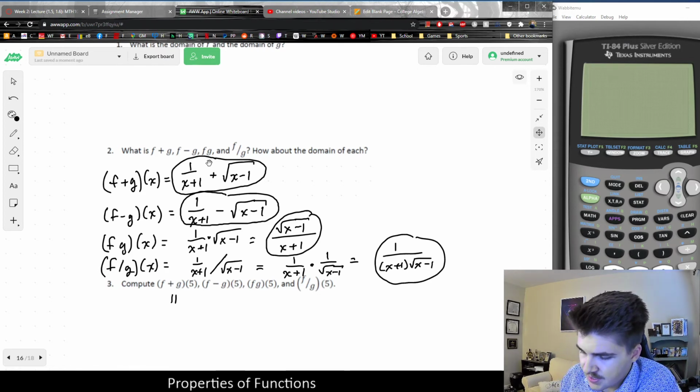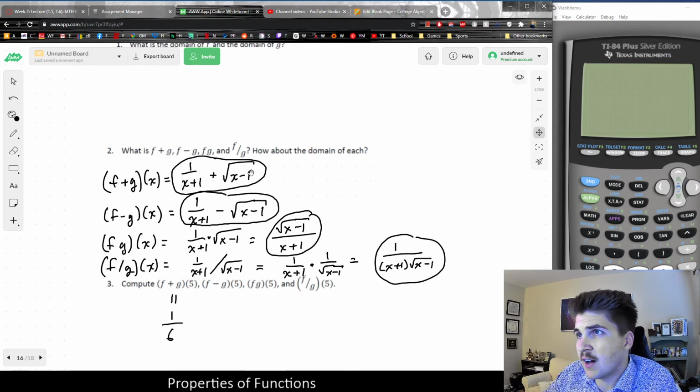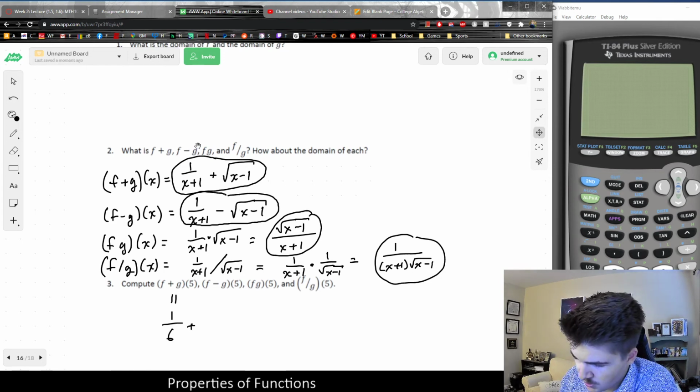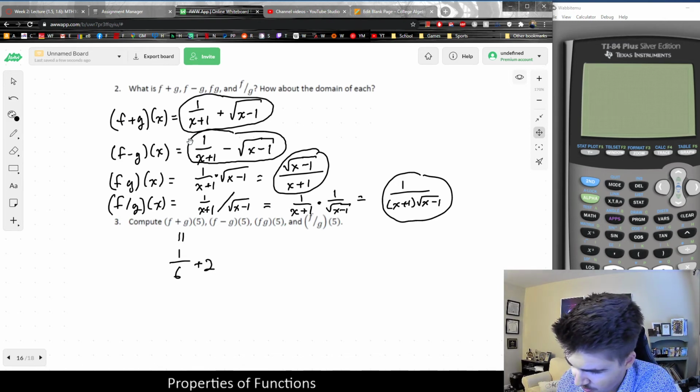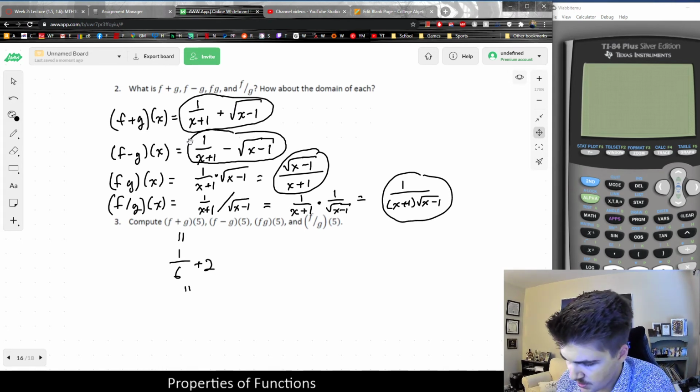Like in this case, if we were to look at f plus g of 5, if I plug 5 into f, that's 1 over 6. And if I plug 5 into g, that's the square root of 5 minus 1. Square root of 4 is 2. So I would get 1/6 plus 2, or 13/6 in that particular case.